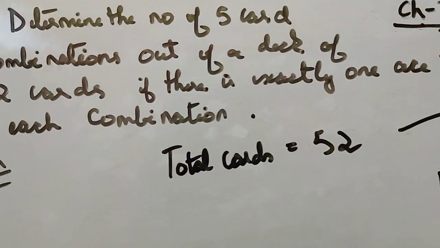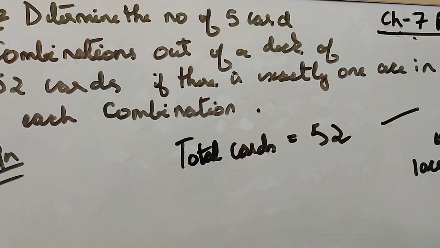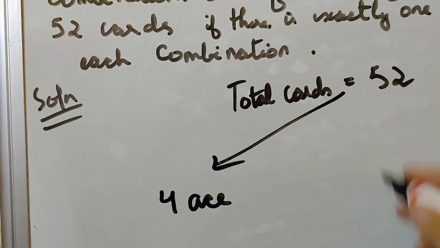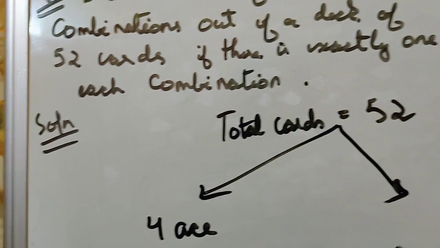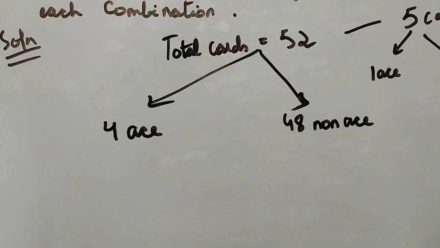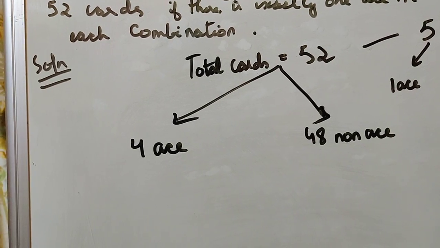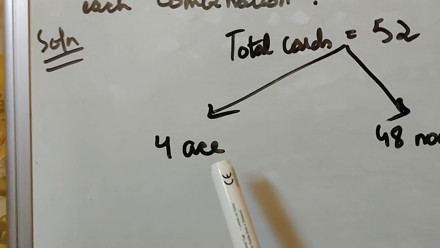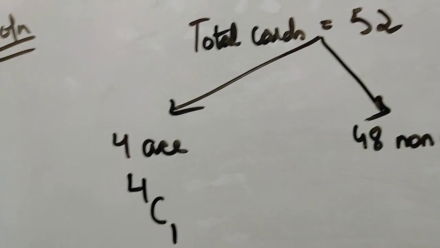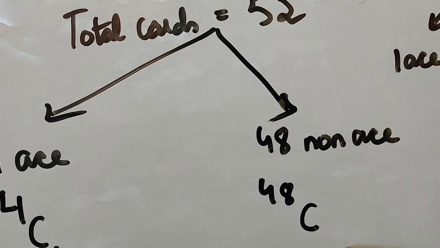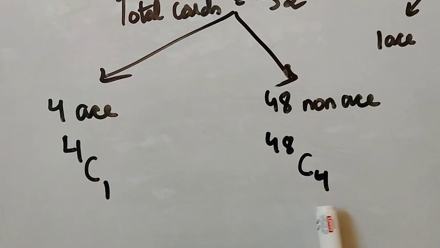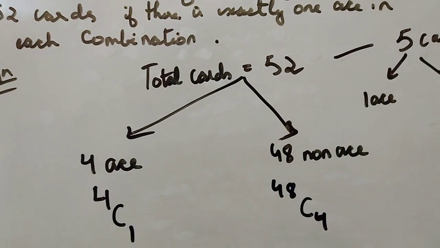Now first we must know how many aces there are in a deck of cards. Out of 52 cards there are 4 aces, and the rest are non-ace. That means 52 minus 4 gives us 48 non-ace cards. Now we have to select 5 cards out of which exactly one must be ace. So I am going to select the ace from here, that is 4C1. And the remaining will be 48C, 1 I have already taken, total I need 5 cards, so here will be 4. 5 minus 1 will be 4. See, 4 plus 1 will give me 5 cards, out of these 52 cards.